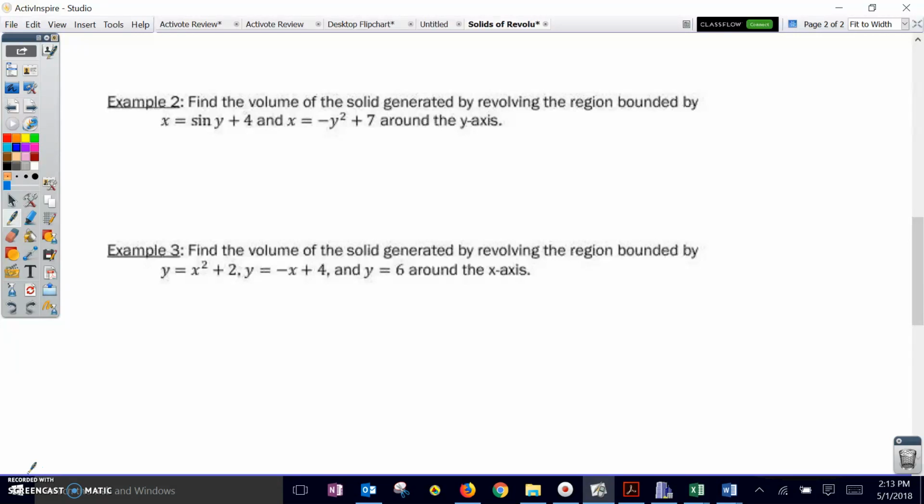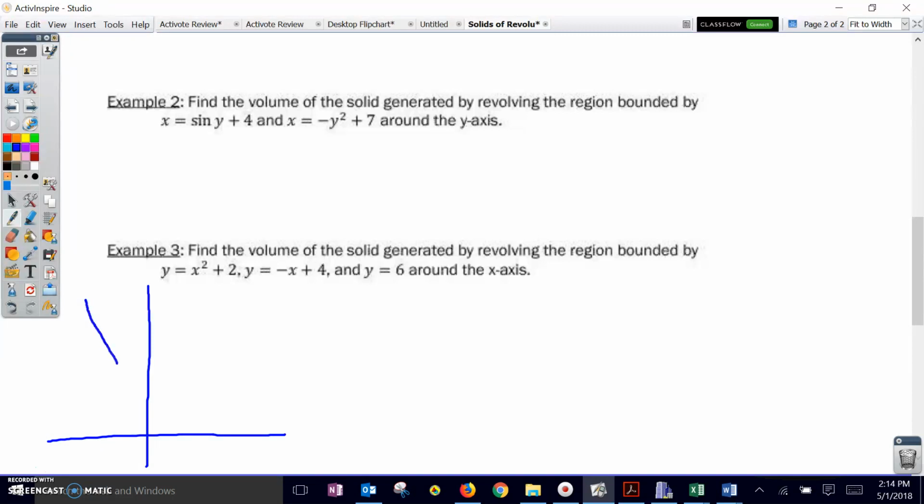All right, for our third and final example on washer-based solids of revolution, we're going to find the volume of the solid generated by revolving the region bounded by these three curves: y equals x squared plus 2, y equals negative x plus 4, and y equals 6. And we're going to revolve those around the x-axis. So I'm going to again make a quick sketch.